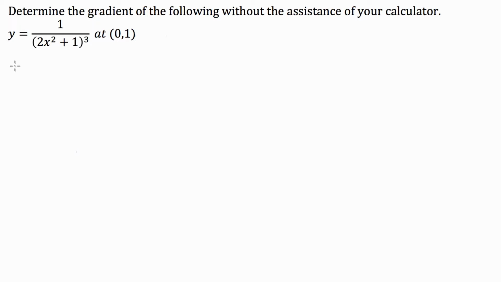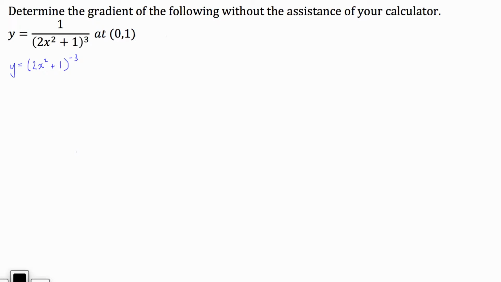Now, what we're going to do first is to rearrange this function. We're going to move the 2x squared plus 1 all cubed from the numerator into the denominator by just taking it to a negative power. So that will end up as this: y equals 2x squared plus 1, all to the power of negative 3. Cool, so these two are equivalent functions.